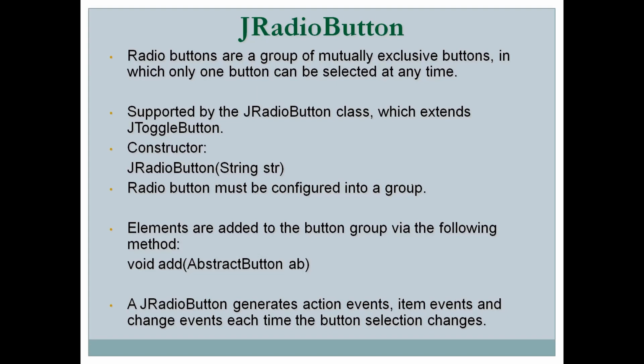There are many applications of JRadioButton as well. For example, if you are creating a form where you need gender, it can be male or female. If you select male, female will get automatically deselected. If you select female, male will get automatically deselected. Or there are other applications of JRadioButton as well. Now JRadioButtons are a group of mutually exclusive buttons in which only one button can be selected at any time. As I have said, mutually exclusive means if one gets selected, the other automatically gets deselected.